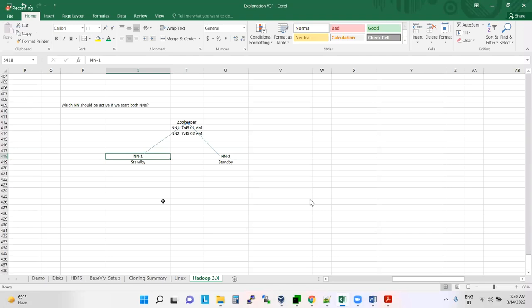Okay, is there any injustice here? Let's say tomorrow I'm starting both the name nodes. Tomorrow, name node 2 may send the heartbeat to Zookeeper first. There are chances, right? If tomorrow you restart both the name nodes, and name node 2 sends the heartbeat to Zookeeper first, then name node 2 will become active. Understand? So here we are following justice: first come, first serve.